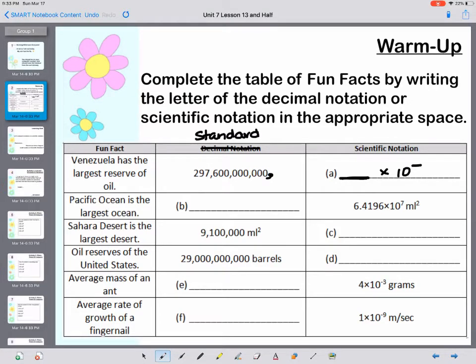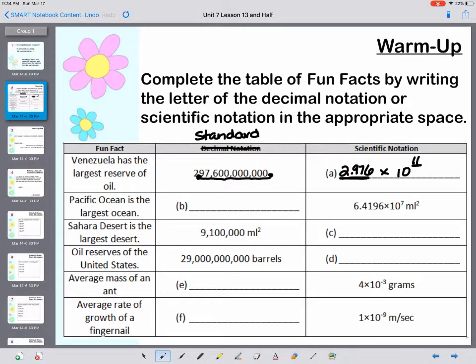So I'm going to count over how many times. That's 3, 4, 5, 6, 7, 8, 9, 10, 11. So I'm going to move that decimal over 11 places to go in between the 2, 9, 7, 6. Since I moved it 11 places, that becomes my exponent. So you're doing that for all of the ones that are in standard notation.